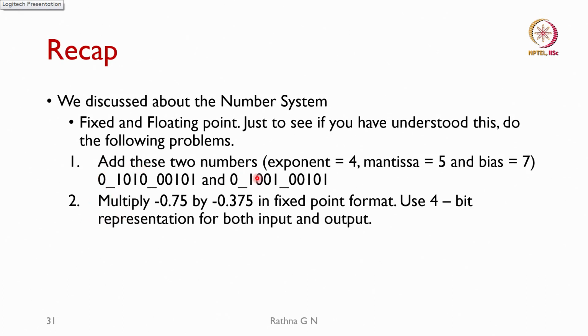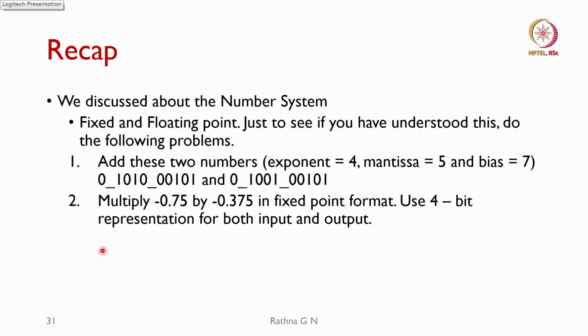First one is to add these 2 numbers. Here it is a non-IEEE standard format that I have given. Exponent is given as 4 bits, mantissa is 5 bits and bias is given as 7. So, these are the 2 numbers one has to add. Please keep it in mind. We did the multiplication, it was very simple. We multiplied the mantissa and then added the exponent. In this case, you will see the exponents are different. You have to bring them to one format. I will see which format you choose, whether the higher one or the lower one, and we will discuss which one is better to choose in the next class.